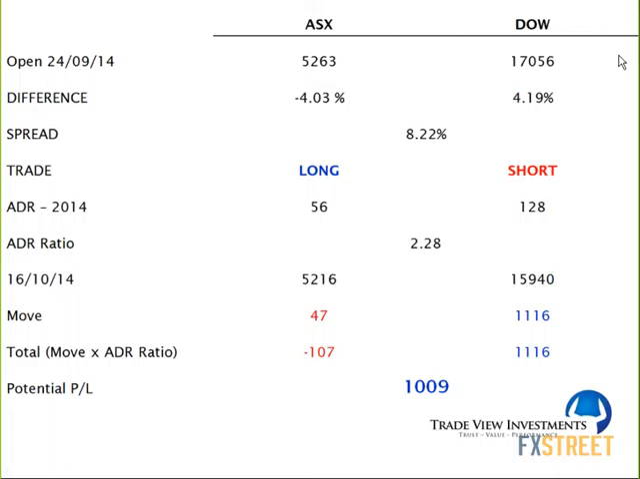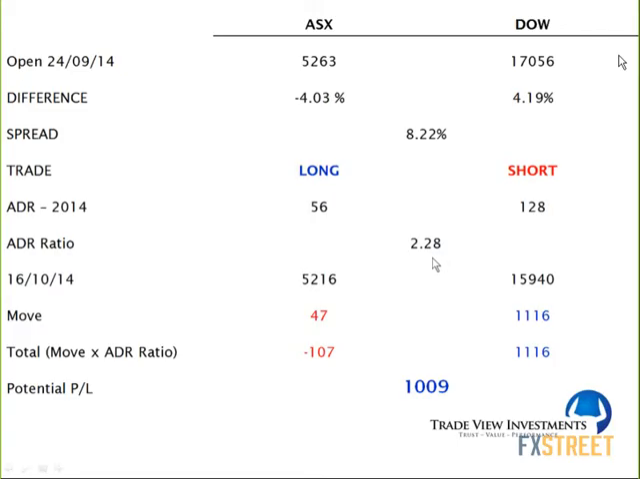I'm not saying that we took exactly this trade, but these are the calculations. So yesterday, let's have a look right here. The ASX was down by 4.03%, and the Dow was down by 4.19. There's the spread: long the ASX, short the Dow. The ADR for 2014: the ASX is 56, the Dow is 128, and the ratio of that ADR, which is basically dividing that by that, is 2.218. It tells us how many contracts we would trade against the other side.